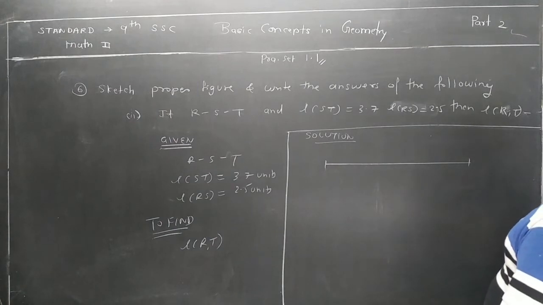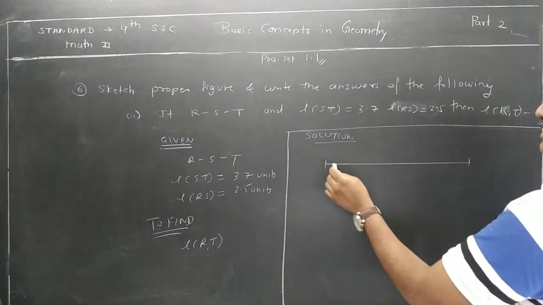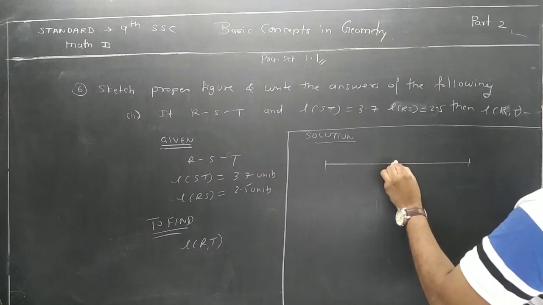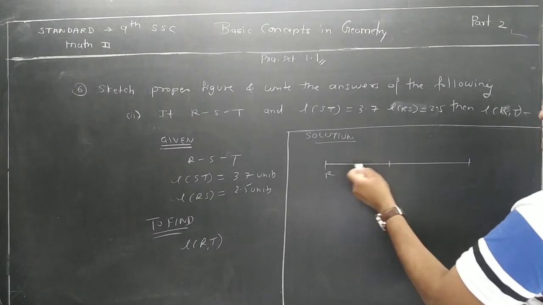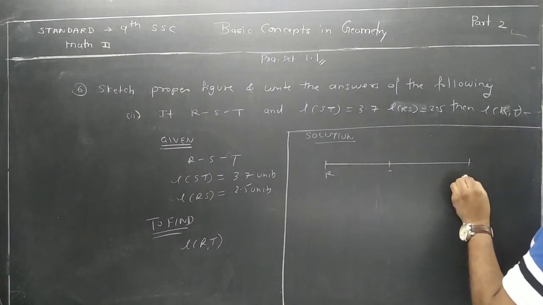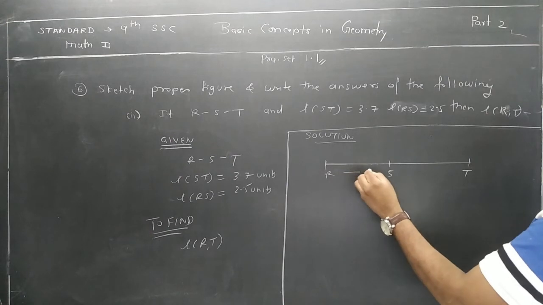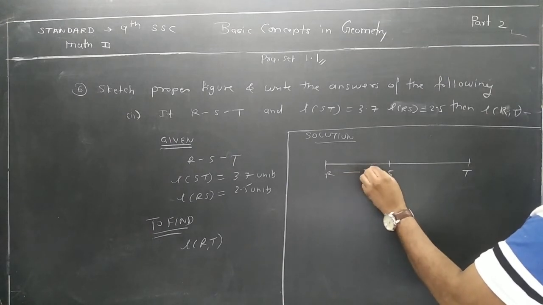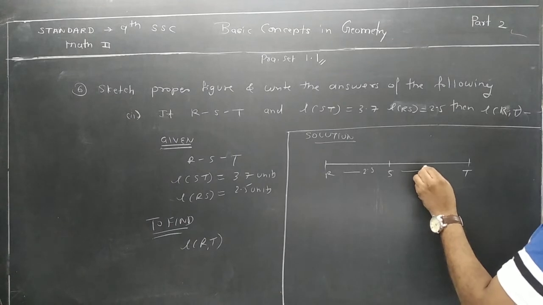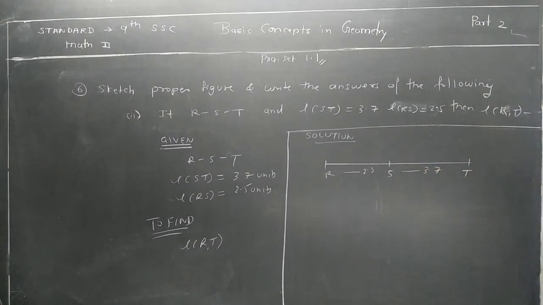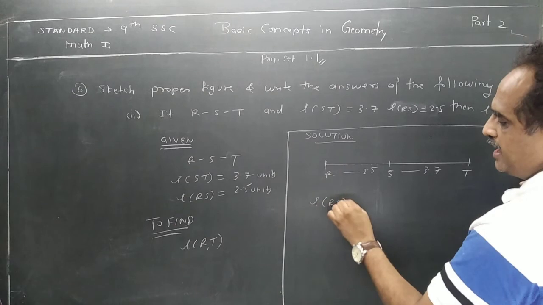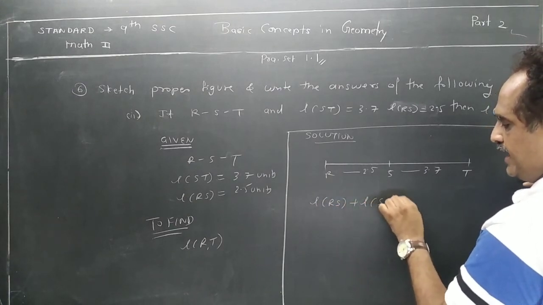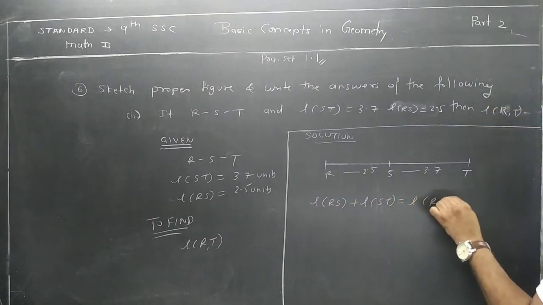Okay, and now just see, it is 3.7, that is ST, and this is 2.5. So RS is a little bit smaller as compared to ST. RS is how much? 2.5. ST is how much? 3.7. What have they asked you? They asked you RT. So what you are going to do now? Length RS plus length ST is equal to length RT.